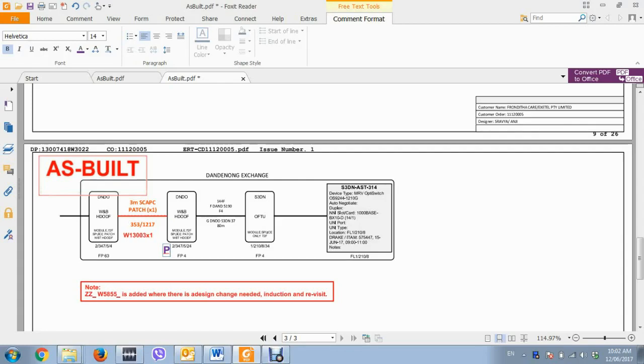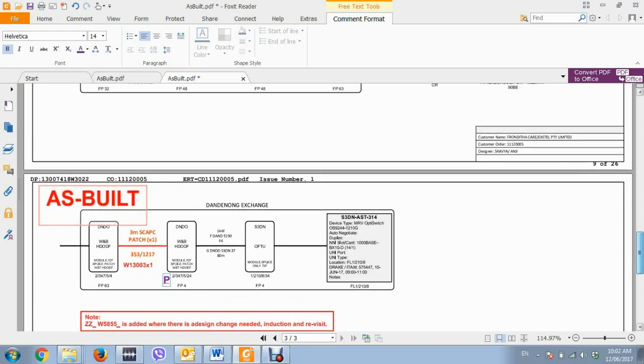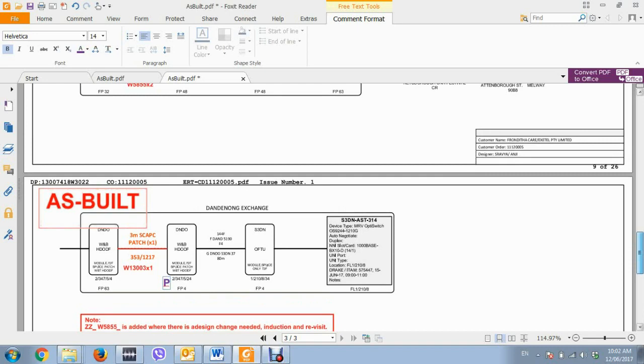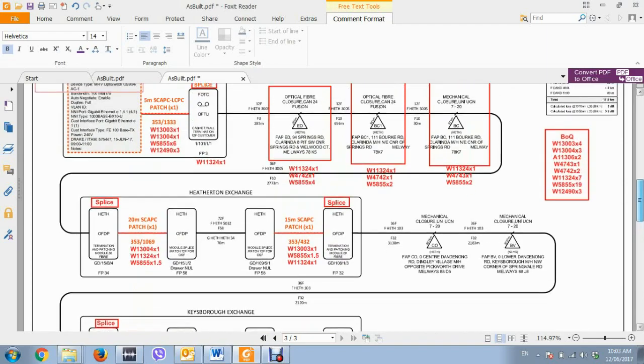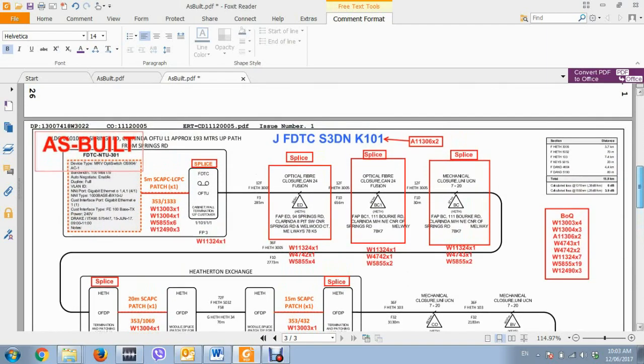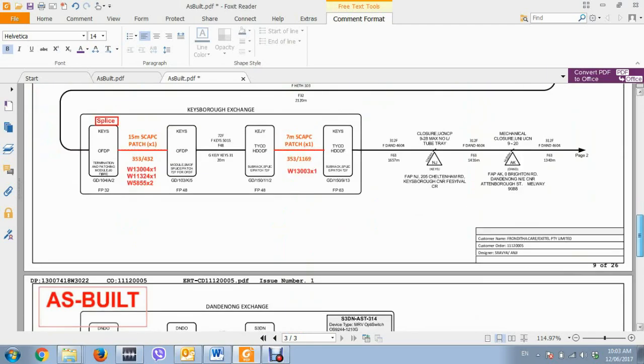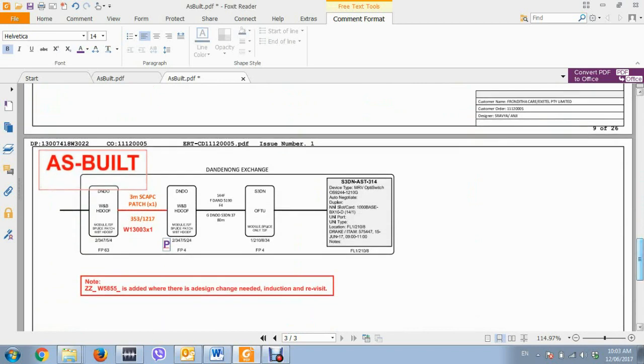Today we are going to discuss how to count the patches and splices within a line system. Here we start from the foremost exchange from the customer. Here we have three exchanges. The first one is Dandenong exchange, then Keysborough exchange, then Heatherton exchange, then the customer. So we will start from here, from Dandenong exchange.